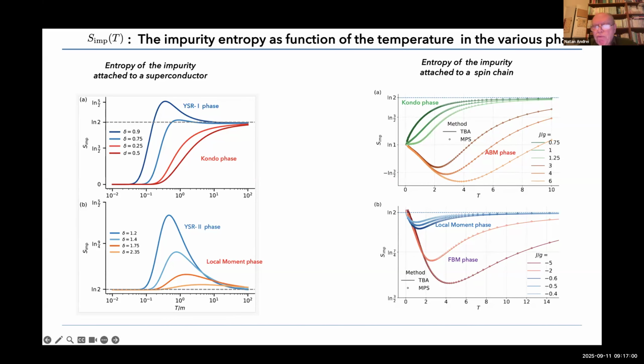Similar behavior, but with opposite sign, occurs in the spin chain. Here is the Kondo effect, again a flow from log 2, the weak coupling, to strong coupling as a function of the temperature. When the impurity is screened, that is monotonic. And then there are the other phases, the ABM, namely antiferromagnetic bound mode, which is the analog of the YSR1 phase. And again, the ferromagnetic bound mode or the local moment bound mode. And they all have very interesting structure, very non-monotonic.